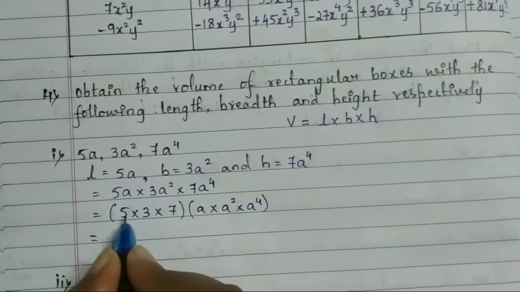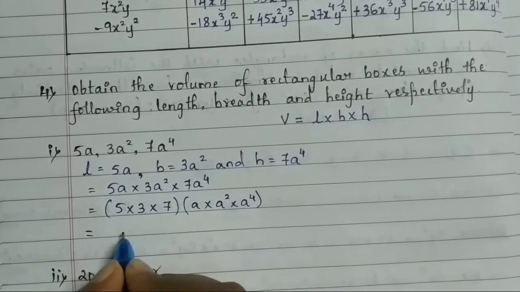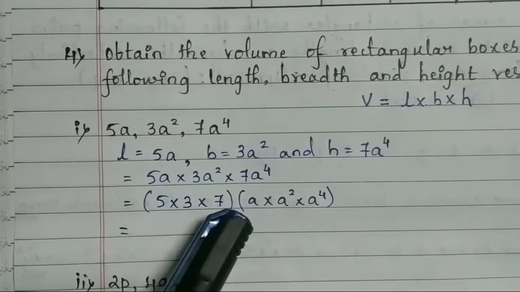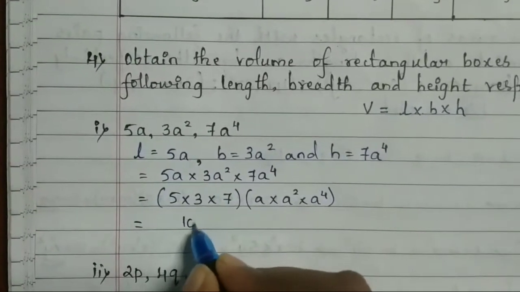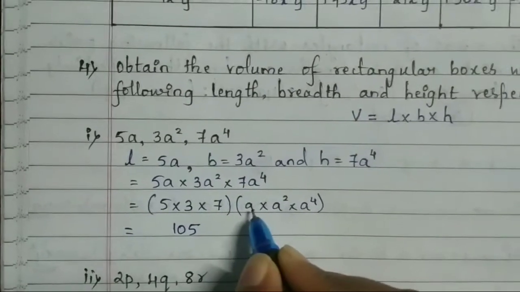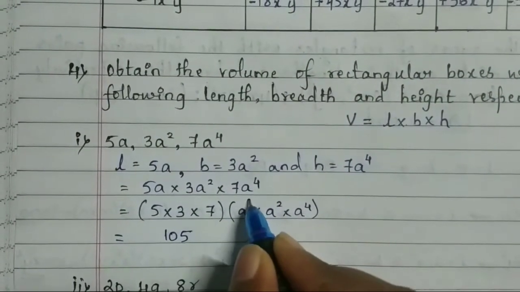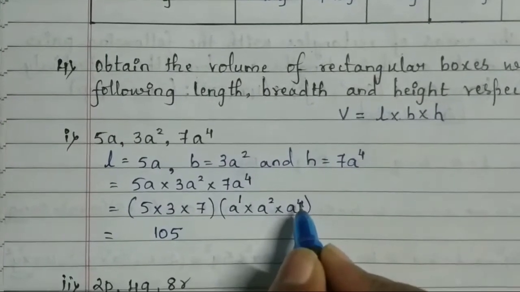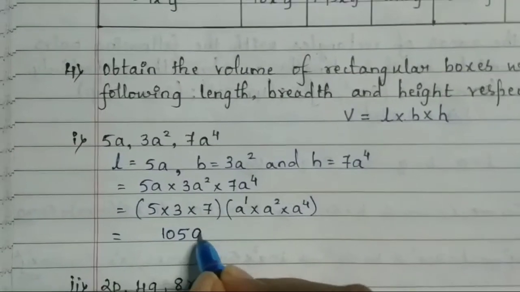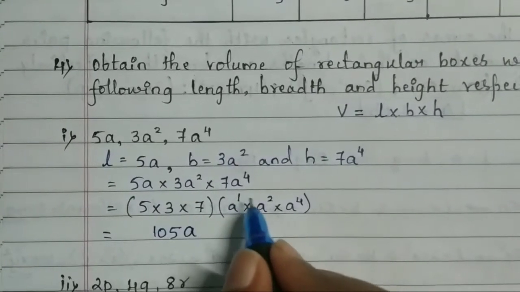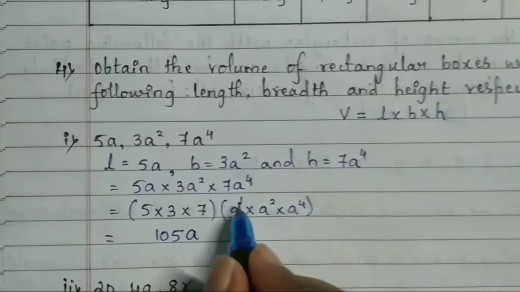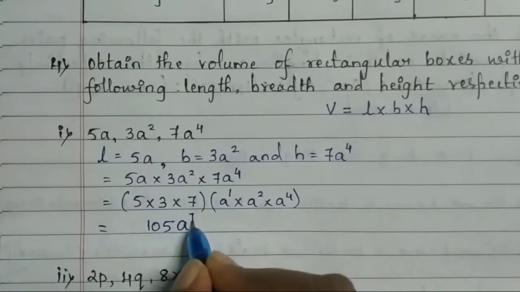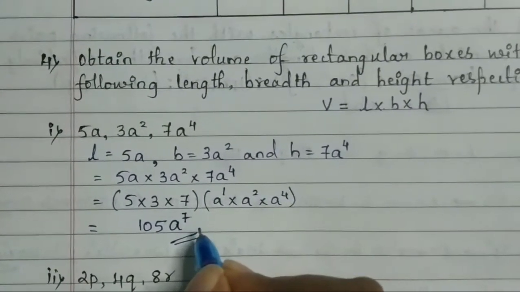5 3s are 15. Then 15 into 7 is nothing but 105. Here it will become a to the power of 1 and a to the power of 2 multiplied by a to the power of 4. We will keep a as it is and add all the powers. So 1 plus 2 is 3, 3 plus 4 is nothing but 7. So this is the answer here.